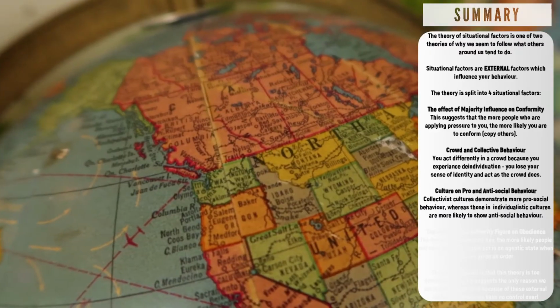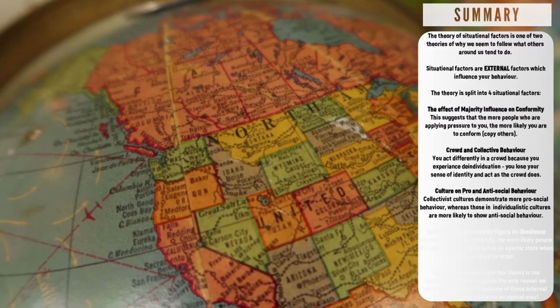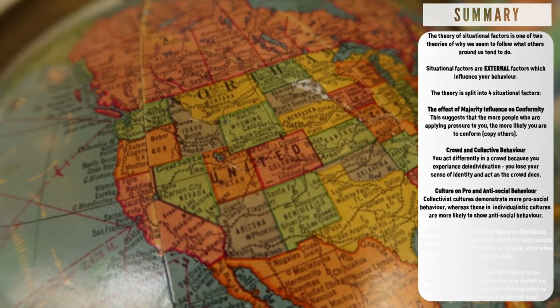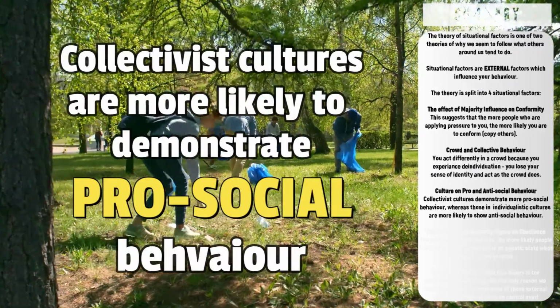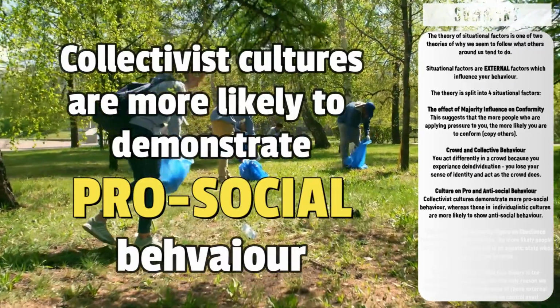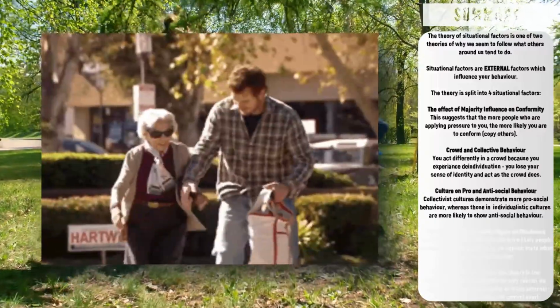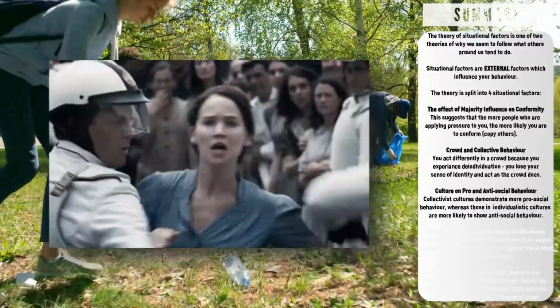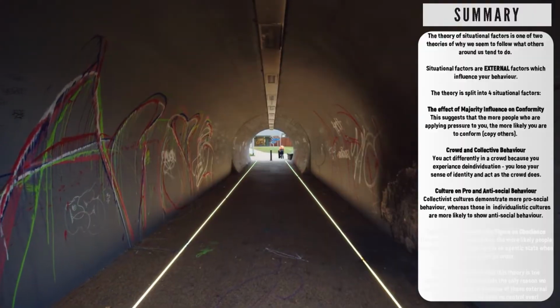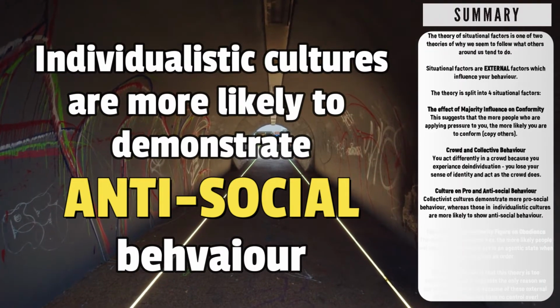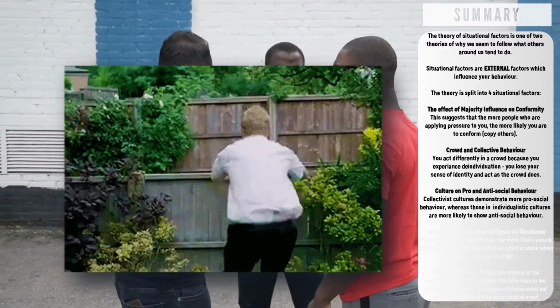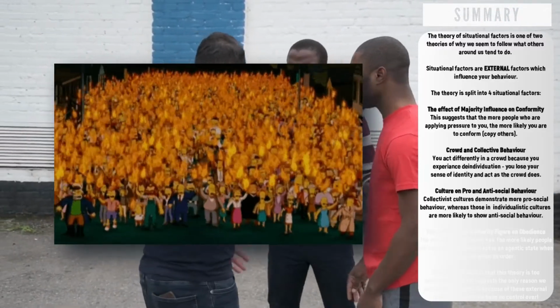Now, please don't stress too much about learning a lot about individualistic and collectivist cultures. All you need to know for your exam is that collectivist cultures lead to more pro-social behaviour. That's more positive behaviour for their environment, things like helping an old lady cross the road or volunteering at a homeless shelter. On the other hand, individualistic cultures are much more likely to demonstrate antisocial behaviour. Examples of these include things like graffitiing, trespassing, and basically anything that goes against society.